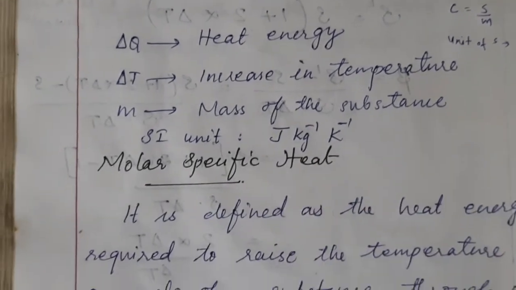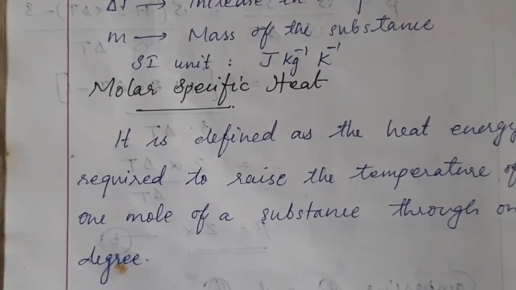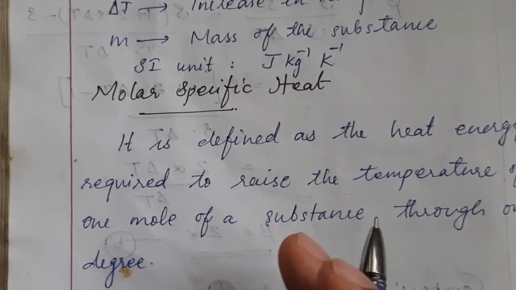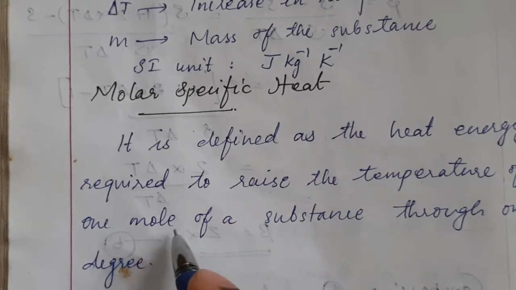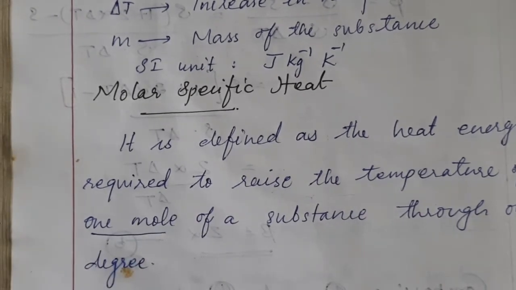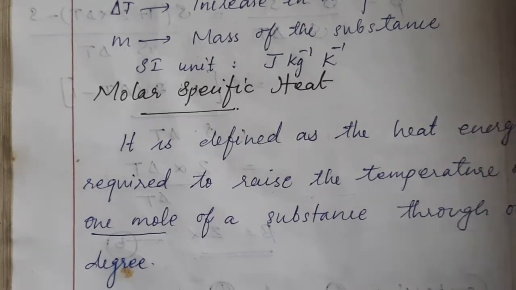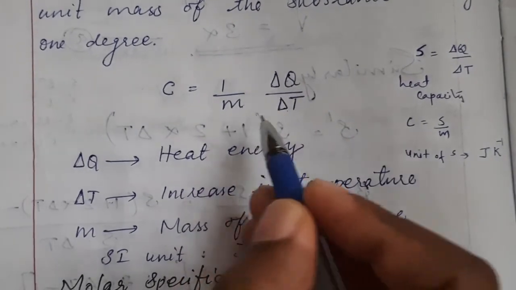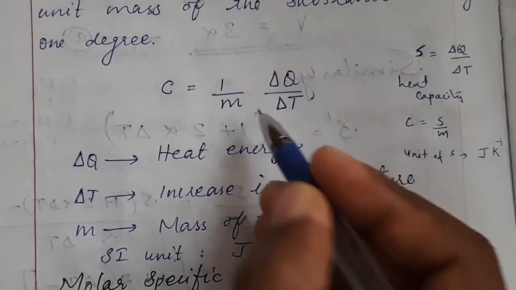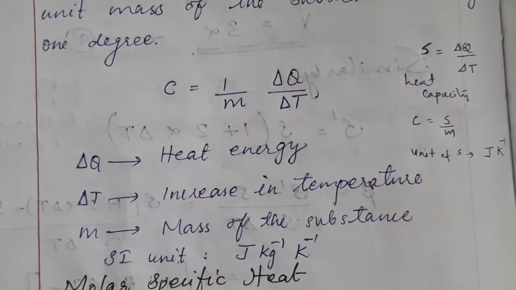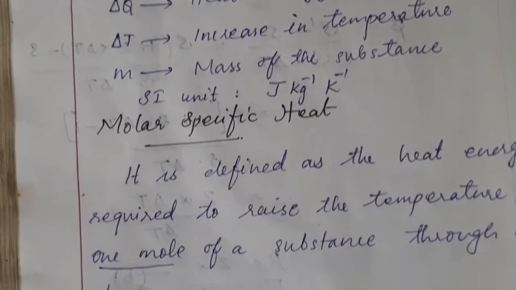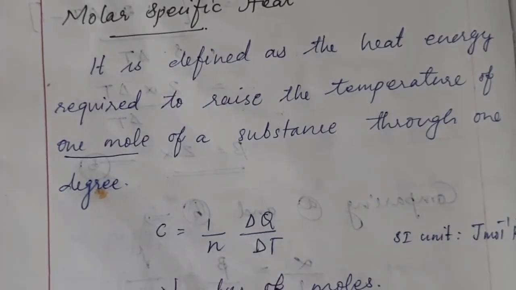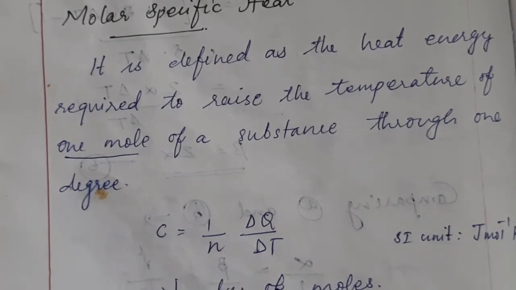Coming to our topic, that is molar specific heat, defined as the heat required to raise the temperature of 1 mole of a substance. Here we are specifically mentioning the amount of substance as 1 mole. So just 1 mole of a substance through 1 degree. Previously for specific heat, if the equation was 1 by m delta Q by delta T, we will replace the mass with the number of moles to get molar specific heat capacity. So the equation becomes C is equal to 1 by n delta Q by delta T, where n stands for the number of moles.